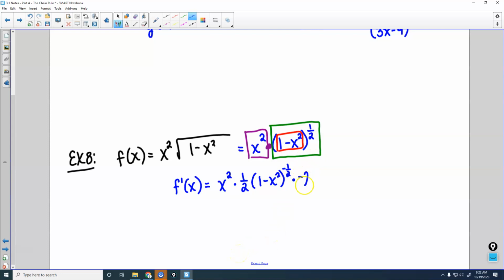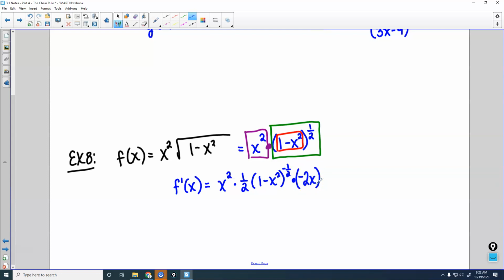Negative 2x. Make sure you don't forget that negative. Also, when you write it, make sure you put that multiplication sign, because if not, it's going to look like it's minus 2x, or you can put parentheses around it. Either one is fine. You could do both if you want. Let's go overboard here, so we make sure it doesn't look like it's subtracted.